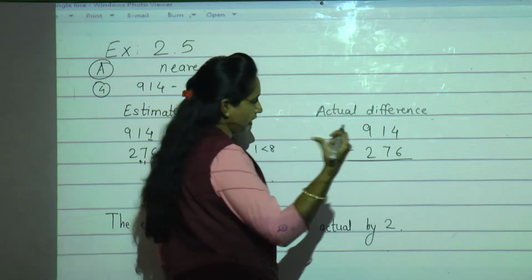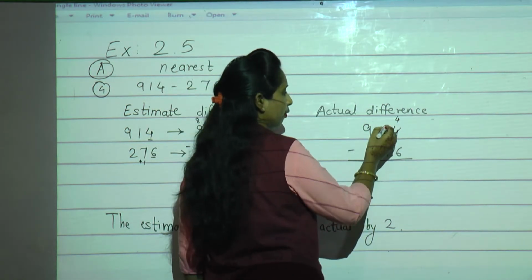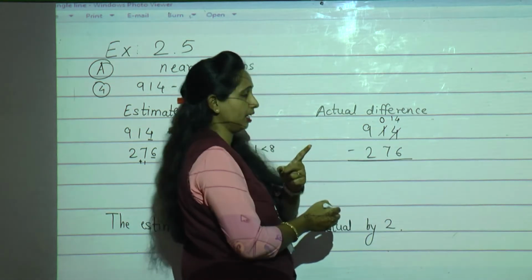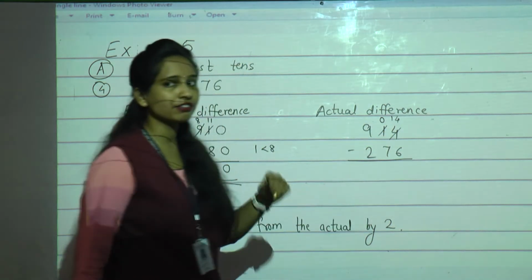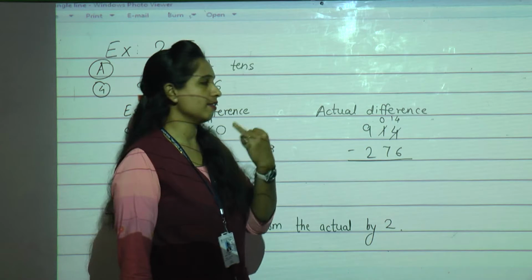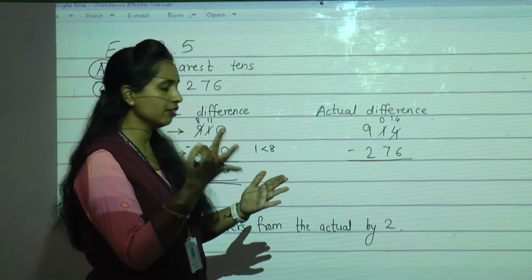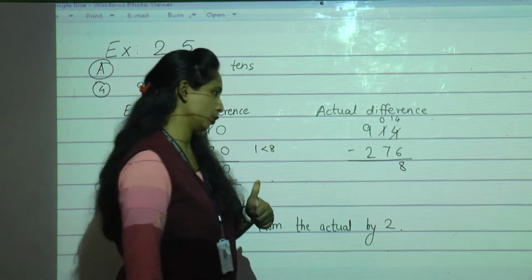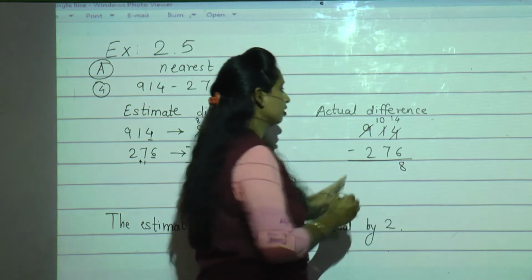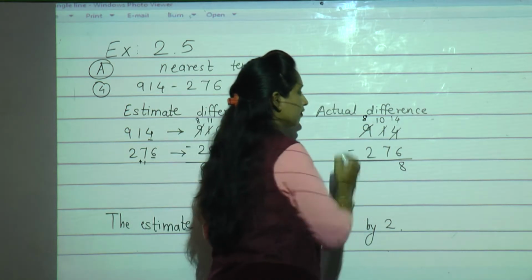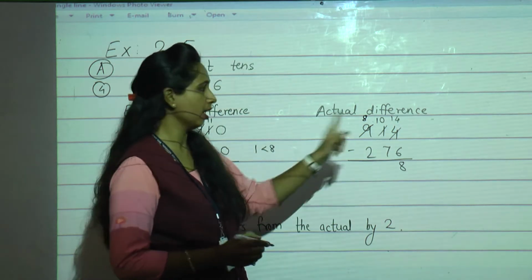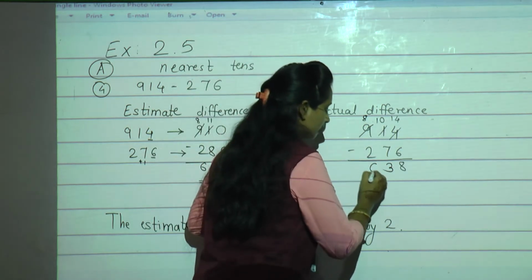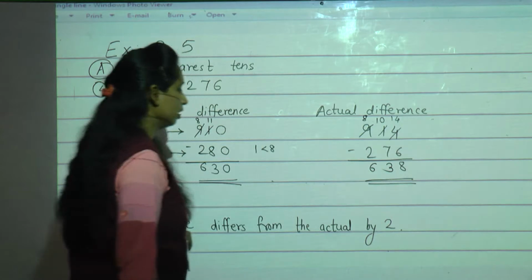4 minus 6 we cannot do, so cut the 4, write as it is, take borrow from neighbor. Neighbor is having 1, he will give 1, so with him 0 will remain. So now 14 minus 6, count after 6 till 14 comes, 6 after 7, 8, 9, 10, 11, 12, 13, 14, 8. So write here 8. Now here 0 minus 7, can we? No, we cannot. So take borrow from neighbor, neighbor is having 9, he will give 1, 8 will remain. Now 10 minus 7 we can. So 10 minus 7 is 3. And here 8 minus 2 is 6. So this is the actual difference.